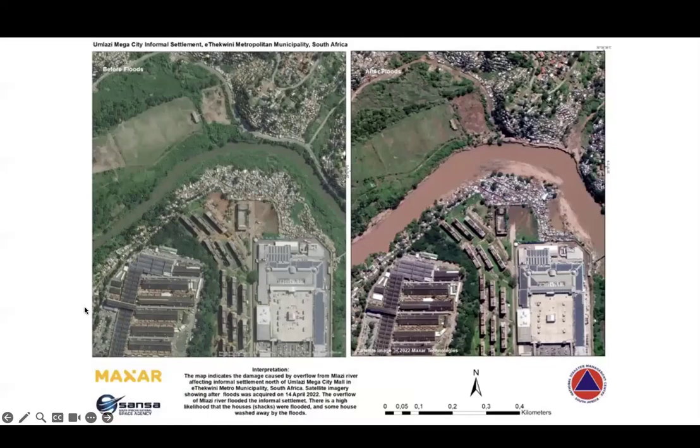Here we have an image. This is courtesy of the South African National Space Agency. And we can see here that this is an area in KwaZulu-Natal. This is the river, a satellite image that was taken a few days before the flood. And then we can see over here, it's actually the eThekwini municipality, which was previously known as Durban.